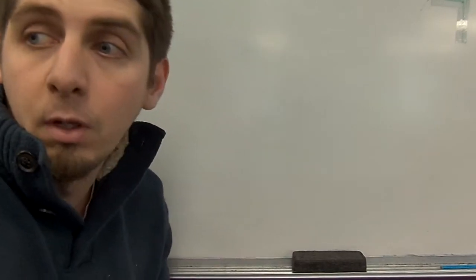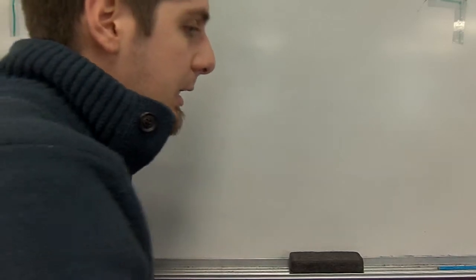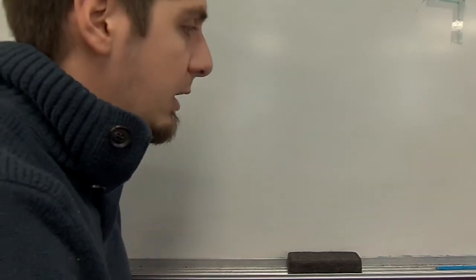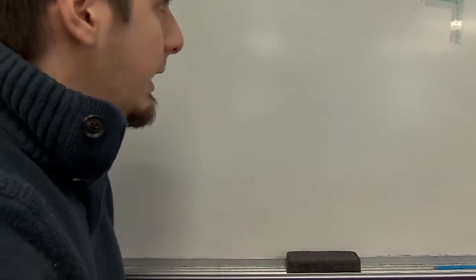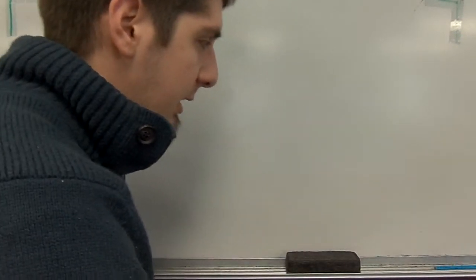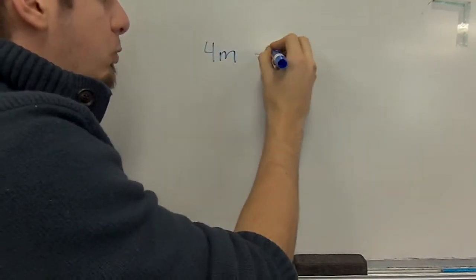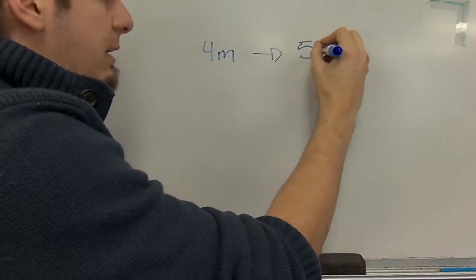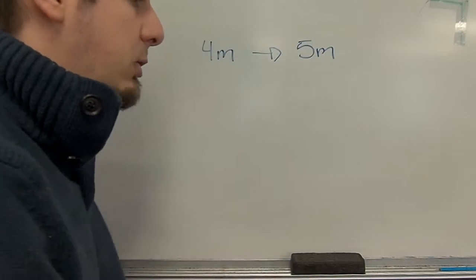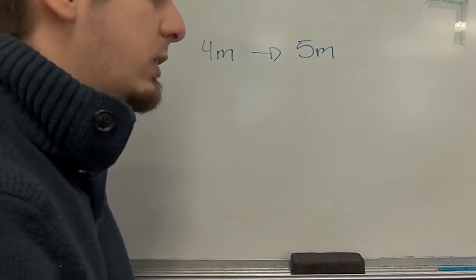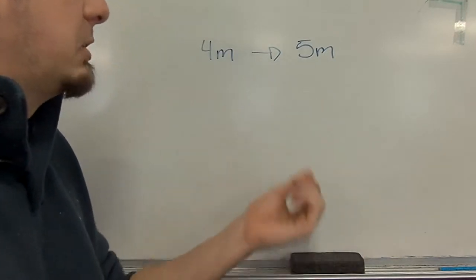For example, maybe we're talking about growth, maybe about height, maybe you're studying some sort of animal or a child, or maybe it's a tree, whatever it may be. Let's say that it started at 4 meters, and then it grew to 5 meters, and you want to know what was the percentage of change, and was that percentage an increase or a decrease? First things first, you have to figure out what was the change. How many meters did it change?